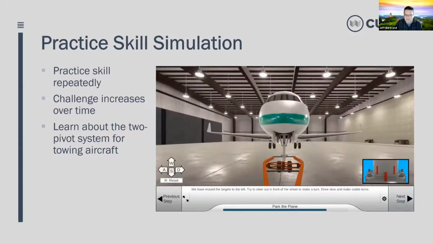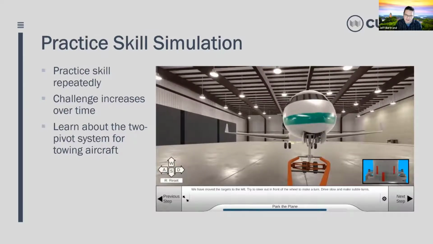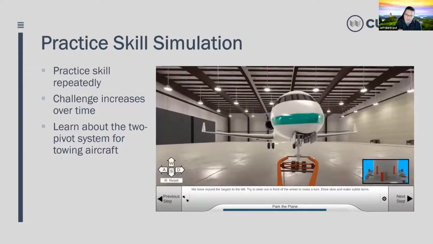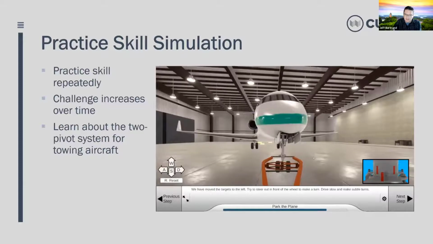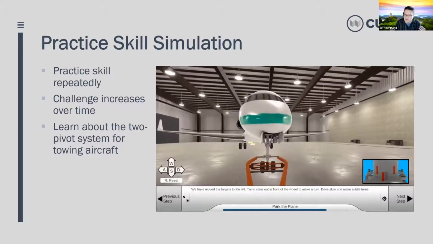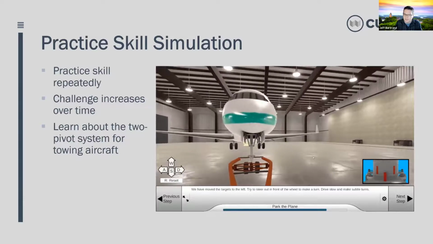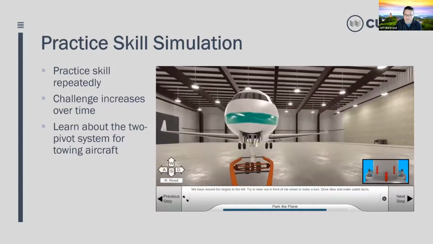In this example, the real challenge when towing an aircraft is rotating it into the right spot. What you have to do is drive out in front of that pivot to rotate the aircraft, which is hard to explain intuitively without being able to practice it on your own. So that's why we built this virtual simulation.